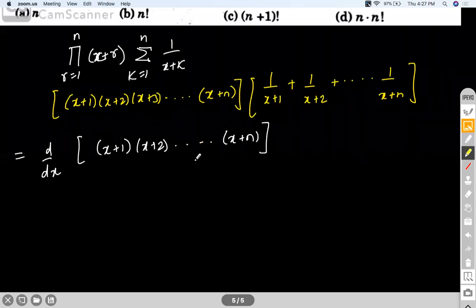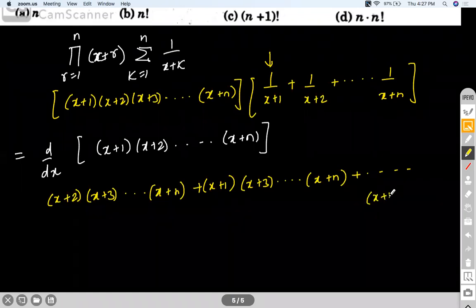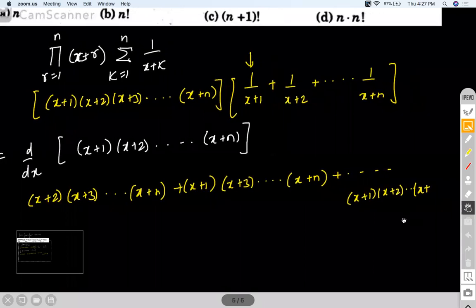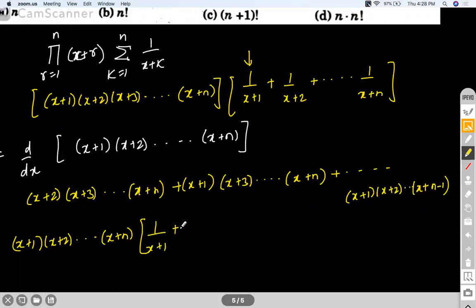Remember, when you're differentiating this, you're using the product rule, you differentiate one at a time, correct? So you differentiate the first term and keep others as such. That means you get the same product without the first term, so x plus 1 will automatically disappear. Then you keep the first, differentiate the second, which is again 1, and keep the others as such. Keep on doing so, and the last term would be x plus 1, x plus 2, all the way till x plus n minus 1. Now, if you take x plus 1, x plus 2, and so on common from all of them, the first term is just going to be 1 by x plus 1, the second term 1 by x plus 2, and so on till 1 by x plus n.